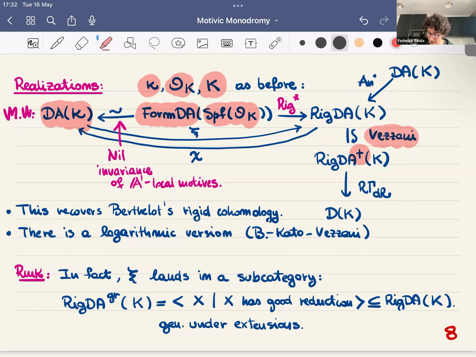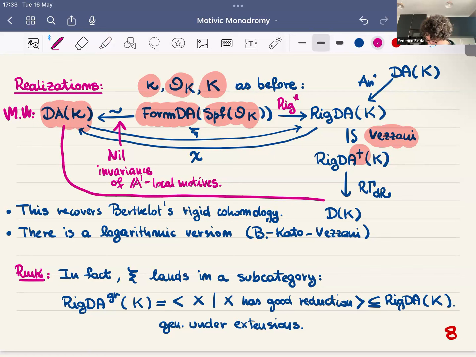And now that you have an overconvergent structure, you can apply de Rham cohomology. Overall, if you go from here to here and look at the resulting functor, what you have done is get rigid cohomology. So this is an alternative and, in my opinion, very streamlined way to define rigid cohomology for varieties defined over a field of characteristic p. And as I briefly mentioned, there is also a logarithmic version of the story that we developed in the other work.